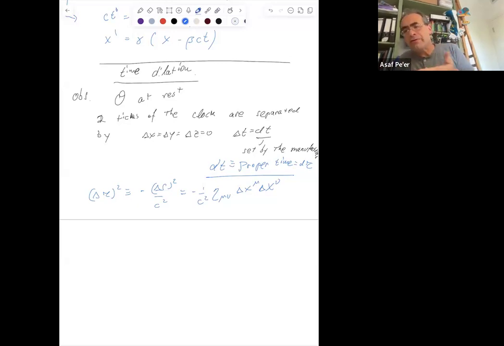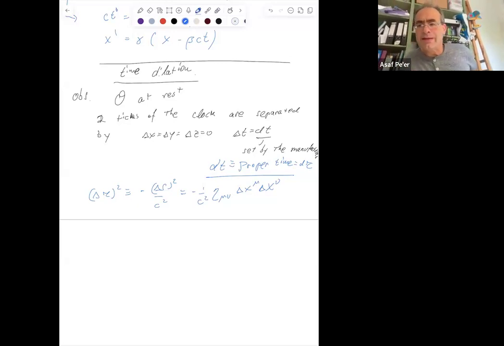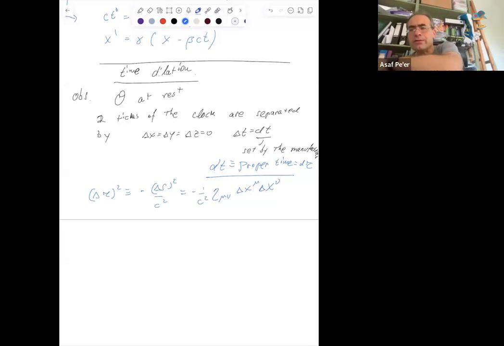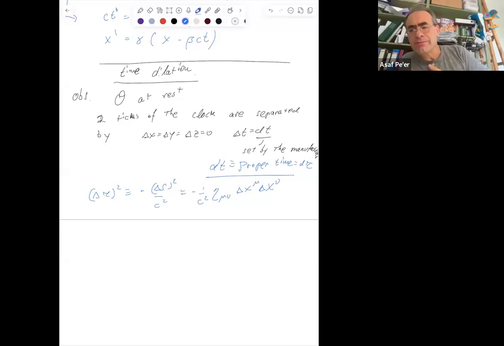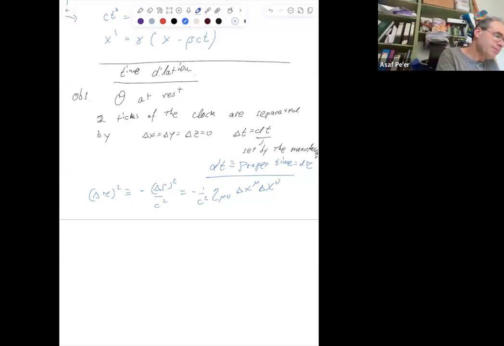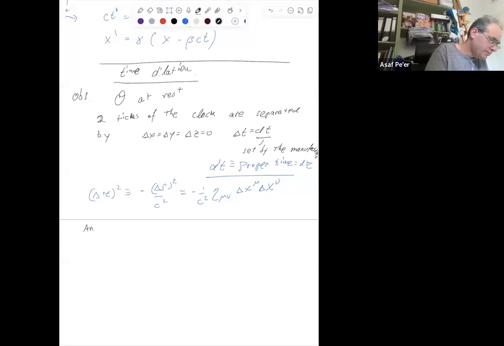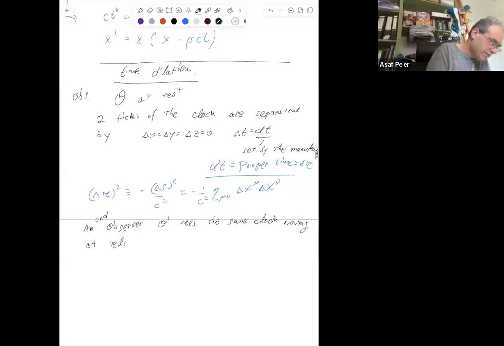Now, let's say right now, obviously I'm sitting next to my computer, but let's say that I'm walking next to you. With respect to you, you're seeing me moving. Right? So now a second observer, O prime, sees the same clock moving at velocity v.